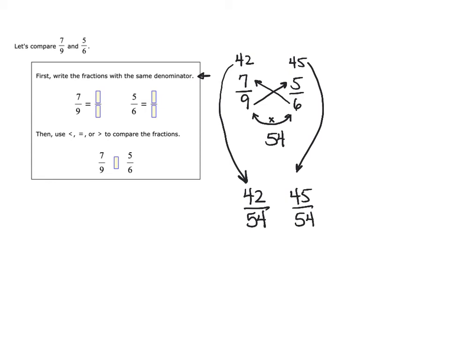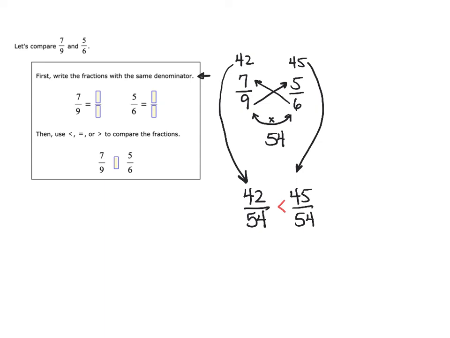And we can look and say, well, I have 42 out of 54 parts in the first fraction. I have 45 out of 54 in the second fraction. 45 is clearly greater or more than 42. 42 is therefore less than 45.